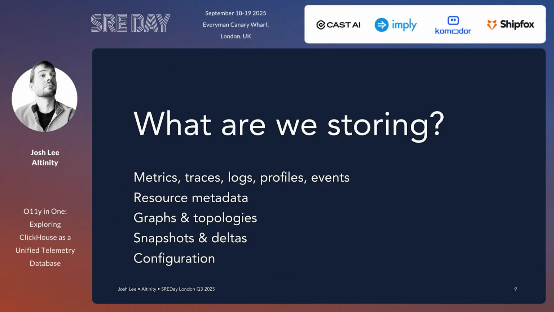Dale went over this really well, but just to reiterate, what are we storing? When we're storing observability data, of course, we're storing the raw signals themselves, right? And these are the signal types supported by OpenTelemetry. You might have others. All of those signals in OpenTelemetry also have this thing that OpenTelemetry calls resource metadata, right?